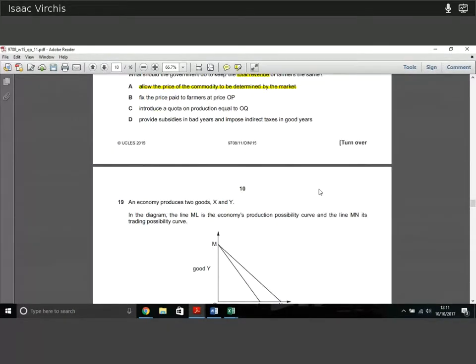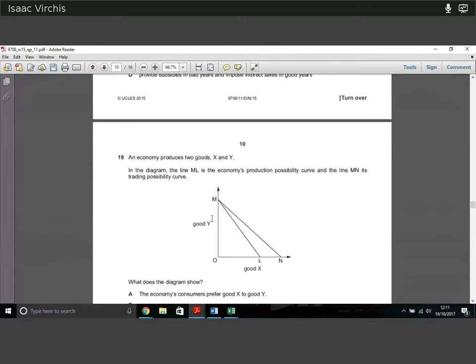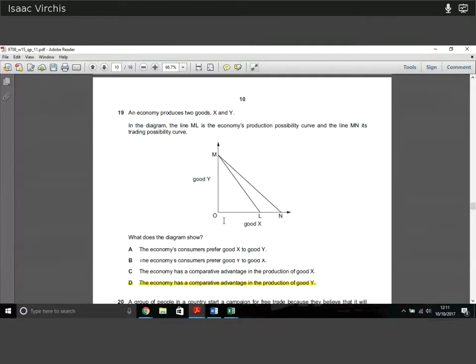Right, question 19. You have this line ML, this production possibility curve. Line MN is when they're able to trade. So what this shows here is that the economy has comparative advantage. Comparative advantage occurs when an economy can produce a good at a lower opportunity cost. Here, if the economy was just operating on its own, it would have to sacrifice L amount of goods to produce good X.